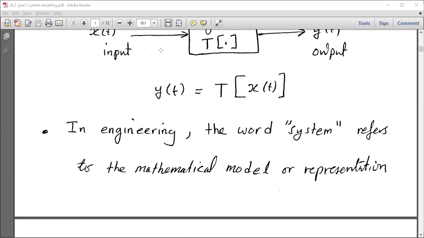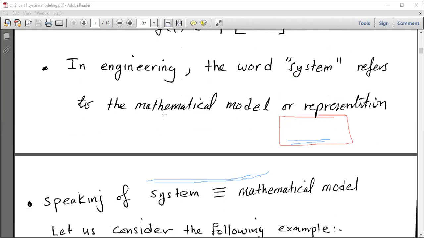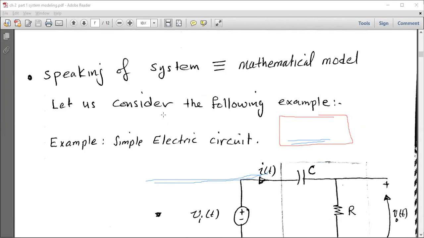In engineering, the word system refers to the mathematical model or representation. This is very important: a system means, or we refer to it as, a mathematical model or representation. So the words mathematical model and system all have the same meaning. A system is the same as its mathematical model.